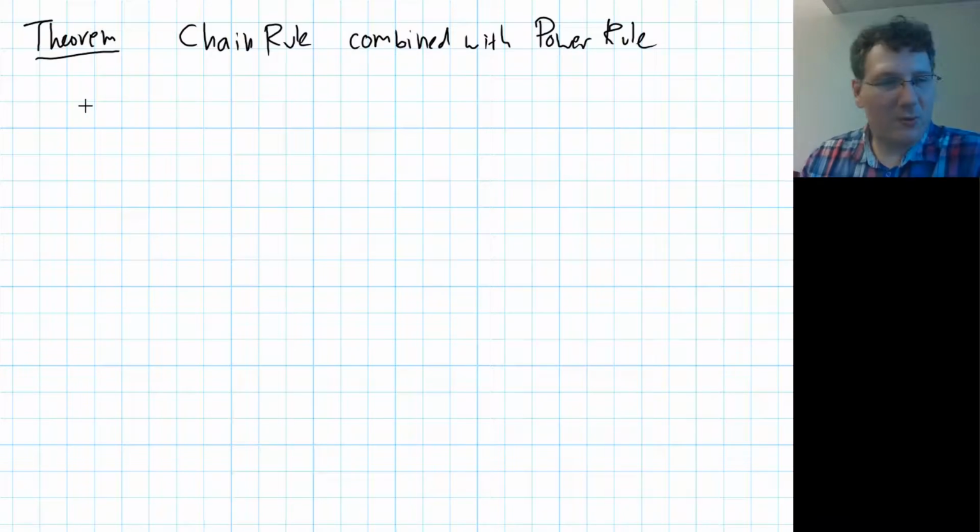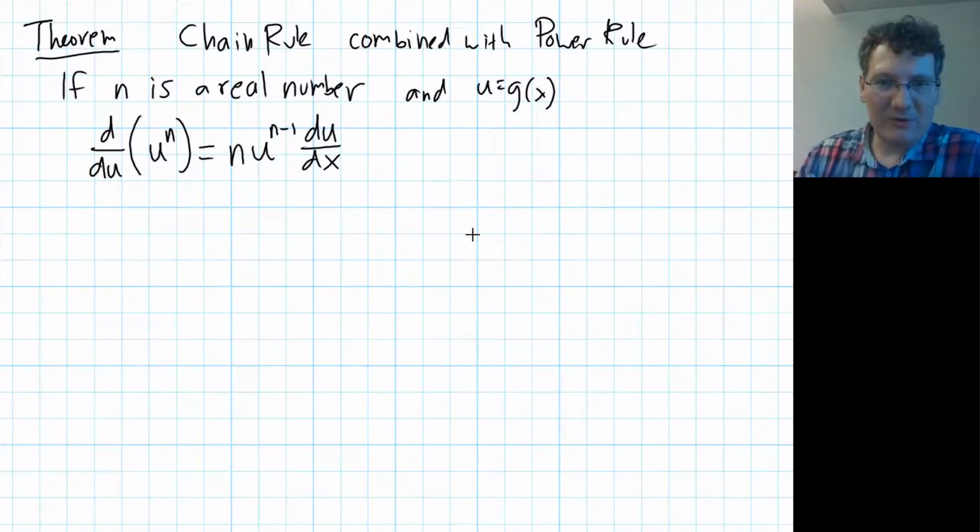Let's look at if we combine the chain rule with the power rule, we can generalize a certain situation which is going to come up often. So if n is a real number and u equals g of x, so u is a function of x, the derivative with respect to x of u to the power n will be n u to the n minus 1. So that's the power rule part. We multiply this by du over dx. So that's the chain rule part.